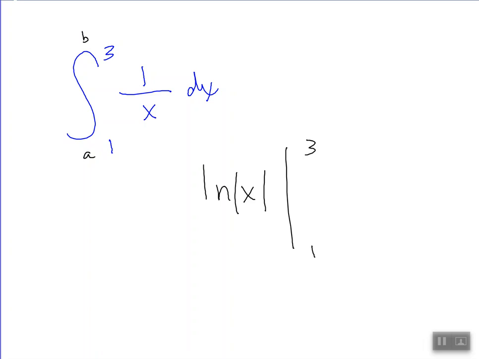So once you have it integrated, we're just going to plug it in. So plug in 3. And then you always want to subtract. And here's where you'll kind of have to watch out, because sometimes you'll be subtracting a negative. It's a simple Algebra 1 thing, but it does happen. If you remember, ln of 1 is 0, so that's going to go away. So my answer would just be ln of 3, and I'm done.